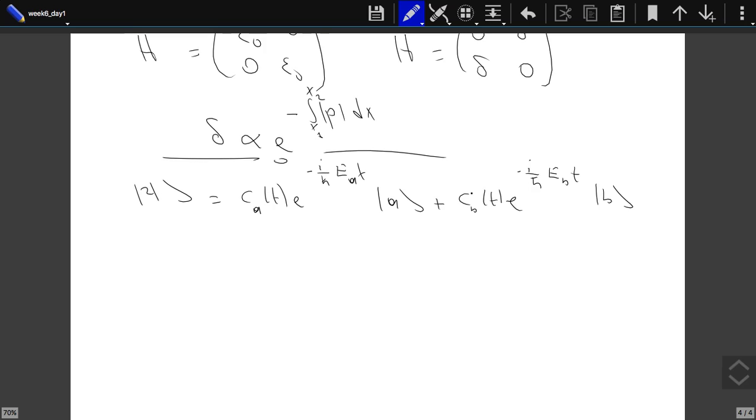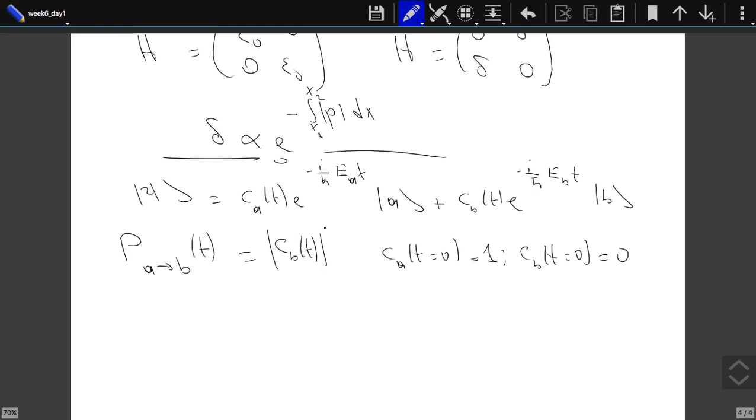Now, the question is, what are you interested in? Would you like to look at the probability of transition from the state A to the state B up to a time t? If this is what you want to determine, then you first create a state in A. So at t equal to 0, the state is in A. And then the probability that I will observe it in state B would just be Cb of t absolute squared.